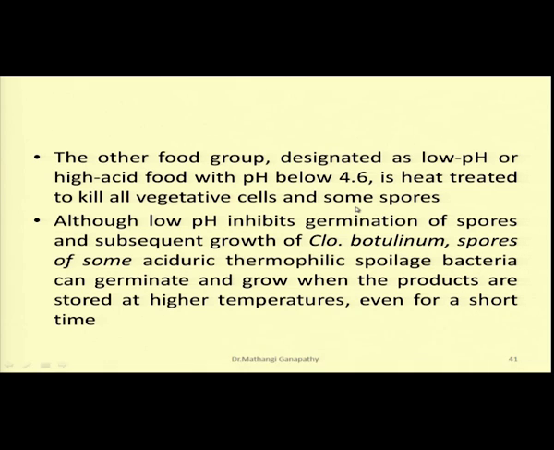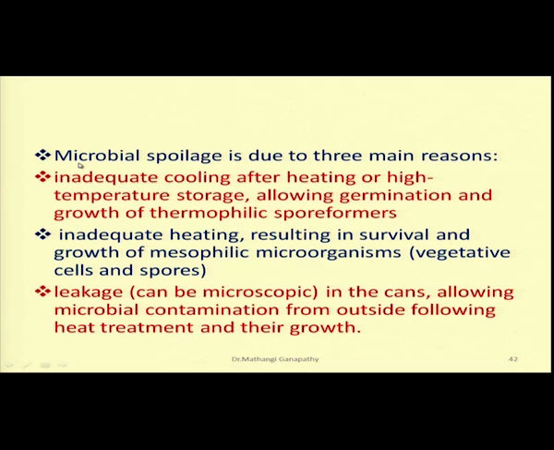The other food group, which we designate as low pH or high acid food, is treated to kill all vegetative cells and some spores. The low pH normally will inhibit the germination of spores, but the spores of some acidic thermophilic spoilage bacteria can germinate and grow when the products are stored at higher temperatures, even for a shorter time. Here, the microbial spoilage is due to three main reasons. One is the inadequate cooling after heating, or high temperature storage allowing germination and the growth of thermophilic spore formers.